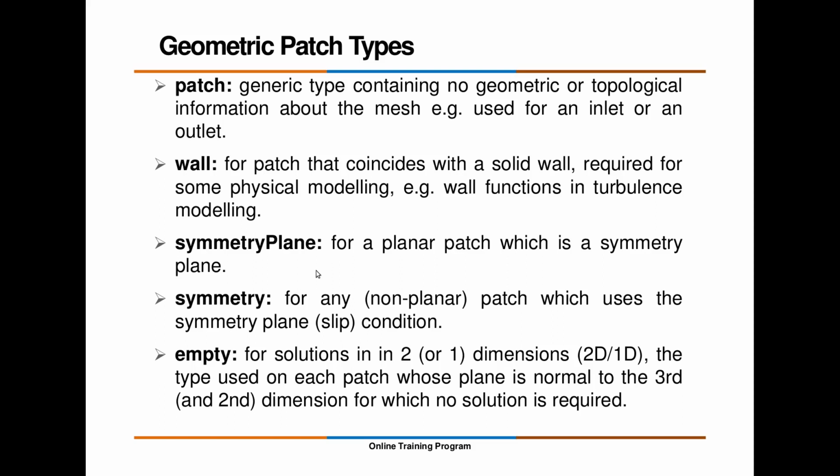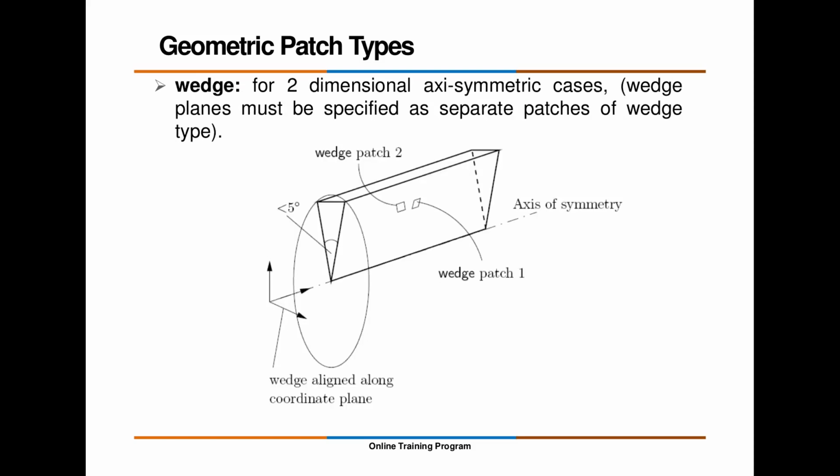Empty, now you know, is for solutions in 2D or 1D, where we don't want to simulate in the other directions. In that particular direction we apply empty as the condition. Then wedge, for a two-dimensional axisymmetric case. Let's say we are talking about flow through a pipe and we want to simulate only a small 5 degree segment of this circular pipe. Then we go with a small wedge portion, and on these two patches we apply the wedge condition.